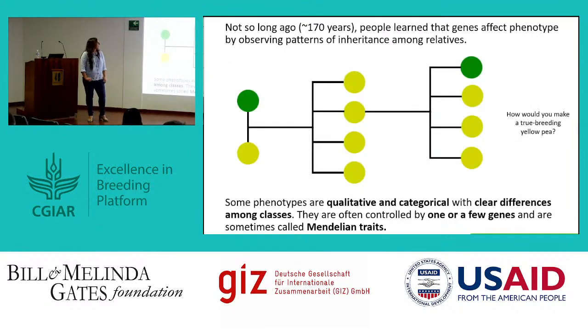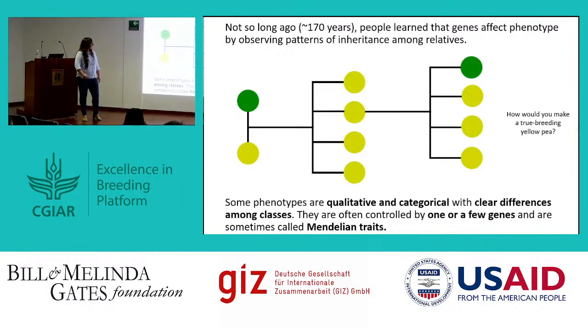It was really not that long ago that people realized that genes affect phenotype. And from the beginning, we've always done this by observing patterns of inheritance among relatives. So if you cross a green pea and a yellow pea, in the first generation, you might get all yellow peas. But if you cross some more, you might see a green one pop up again. So if I asked any of you how to make a true breeding yellow pea, a simple Mendelian trait, I'm sure you could all tell me how to do that. And very quickly, you would come up with that color P.